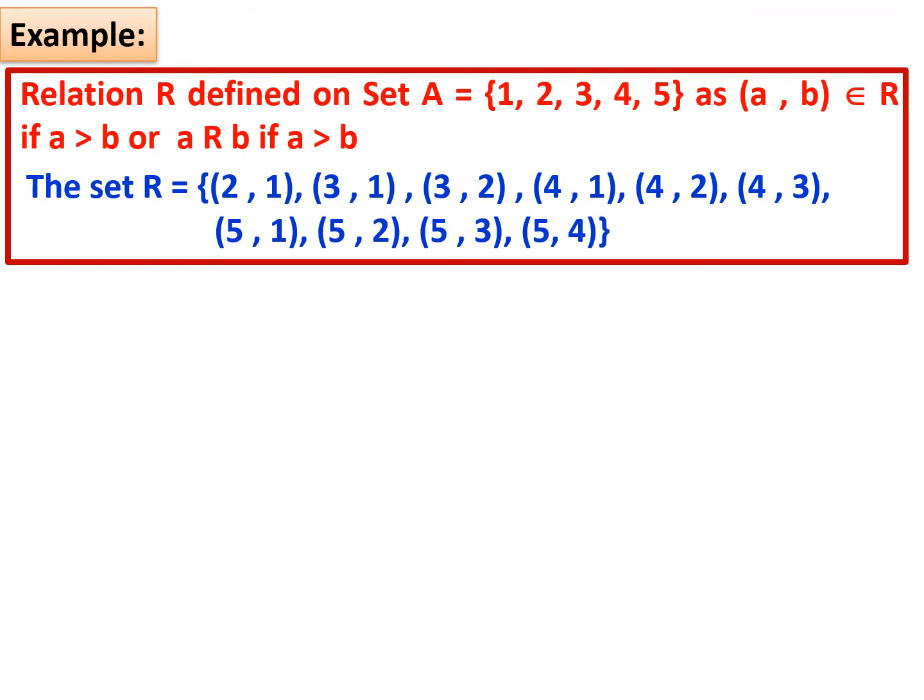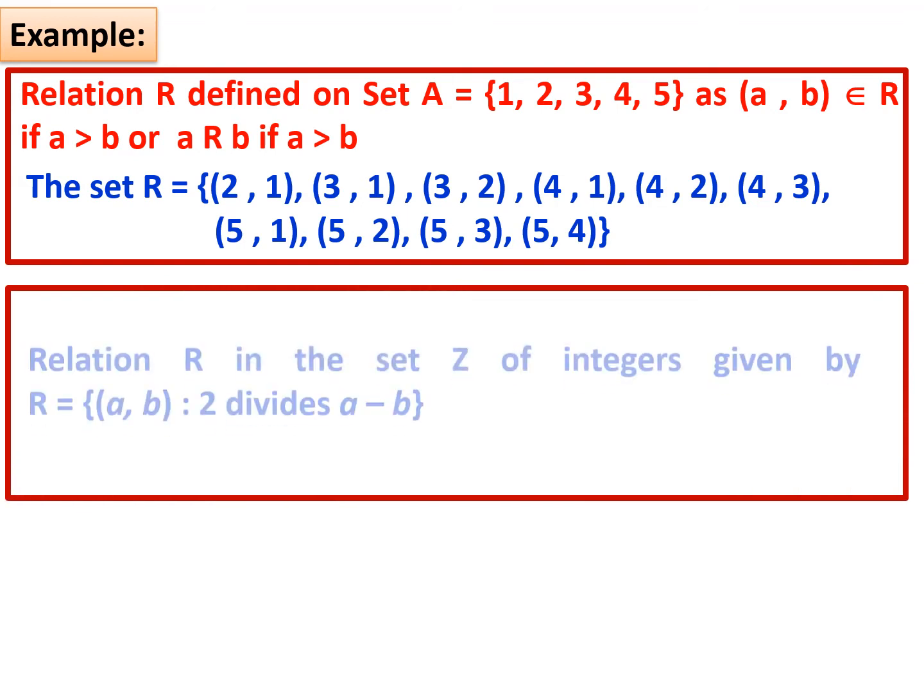Very clearly we cannot start with 1 because 1 is not greater than any of the numbers. We start with 2; 2 is greater than 1 only, 3 is greater than 1 and 2, 4 is greater than 1, 2, 3, 5 is greater than 1, 2, 3, 4. Now have you seen how the relation is defined? Here the first element and the second element are very, very important.